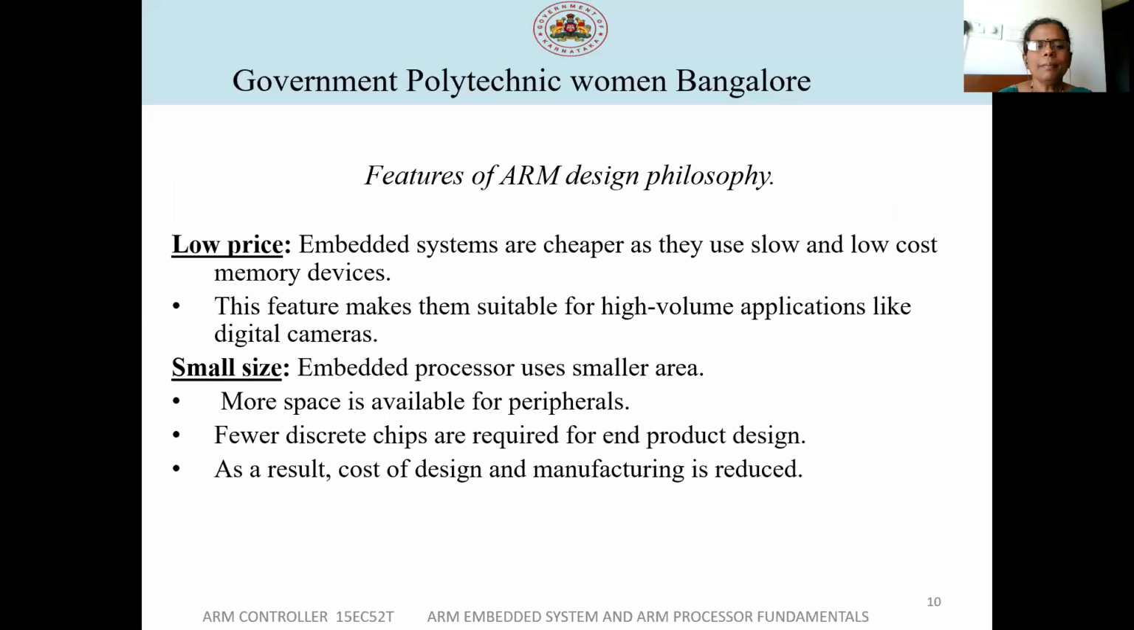Low price. Embedded systems use slow and low-cost memory devices, so the cost is less. This feature makes them suitable for high volume applications like digital cameras. The next feature is small size. Embedded processors use a smaller area, so more space is available for peripherals. Fewer discrete chips are required for end product design, and as a result, the cost of design and manufacturing is also reduced.